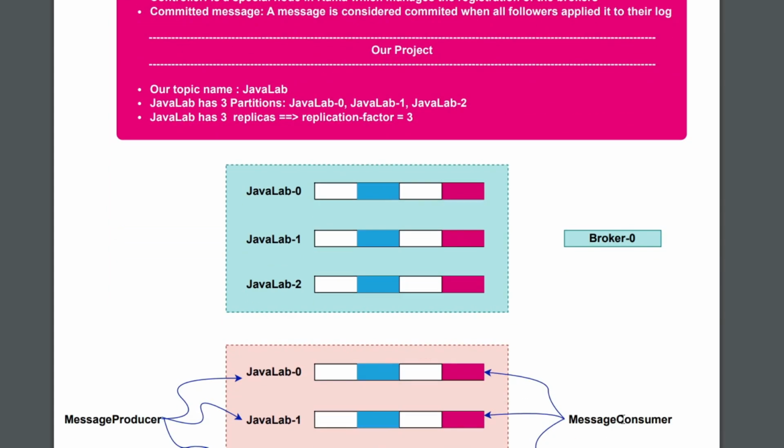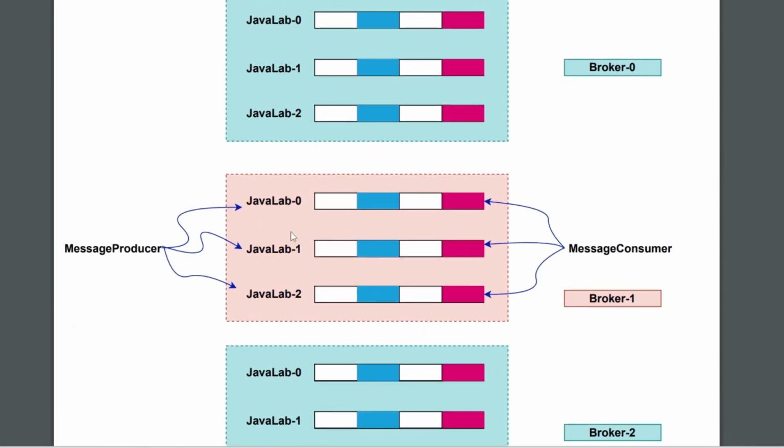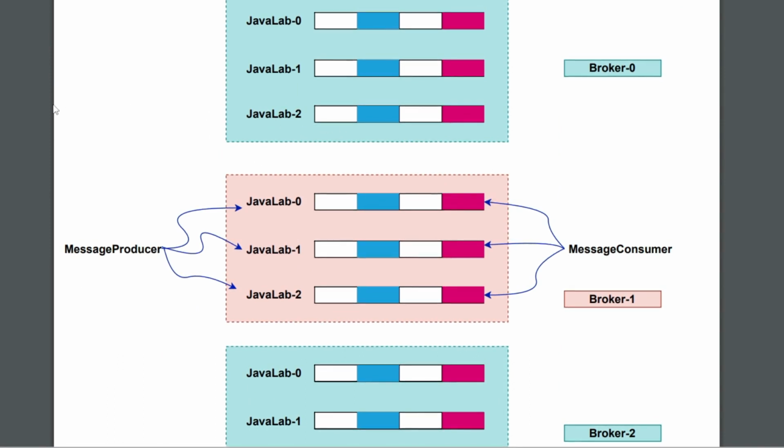Now let's see the setup for our project. Our topic name will be JavaLab, and this topic will have 3 partitions: JavaLab 0, 1, and 2. And we will have 3 replicas. That means we will have a leader, in this case this one, and we will have 2 followers. The followers are also called in-sync replicas, which means all the followers have the same logs, the same partitions as the leader.